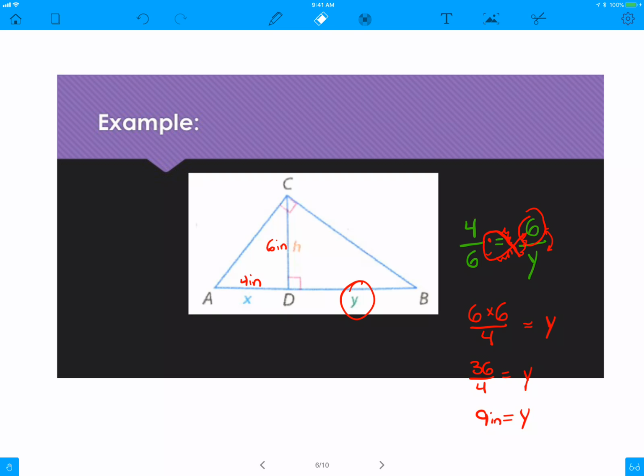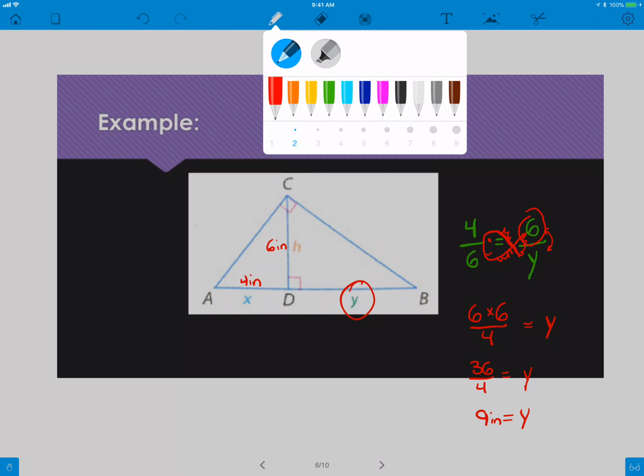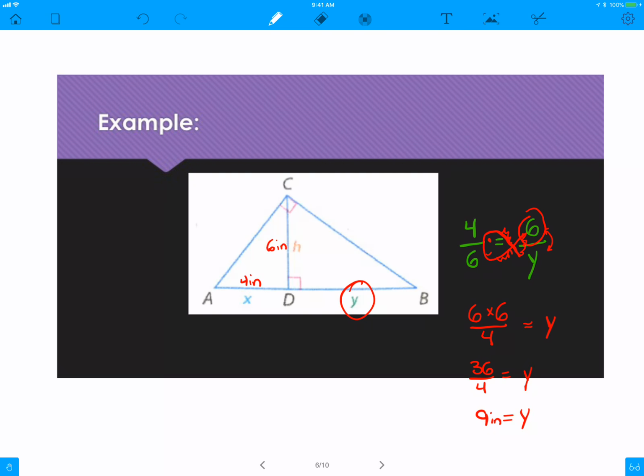Now, I'm going to write down the formula here just so you have it. It is the part of the hypotenuse over the altitude, the line going straight down, and that's equal to the altitude over the other part of the hypotenuse. The parts of the hypotenuse are x and y. The altitude is the line going straight down. That's the generic formula that I'm using.